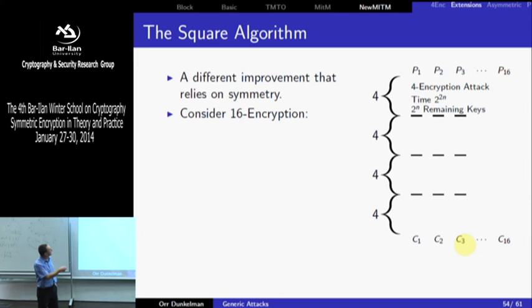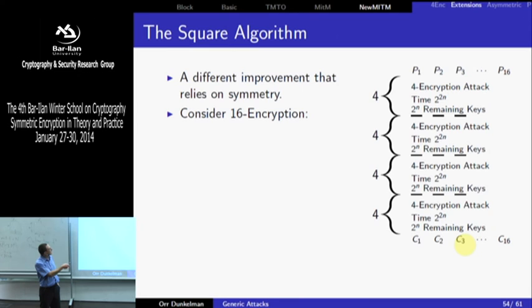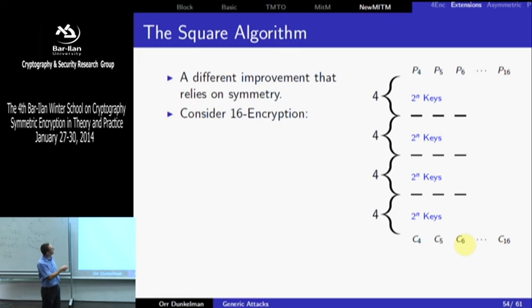It takes 2 to the 2n time, and leaves 2 to the n keys. I can do it in each of these locations. You can see that the total time complexity is going to be 1, 2, 3, 4, 9 plus 2. So this is going to be 2 to the 11n. But at each point I get 2 to the n keys here, 2 to the n keys here, 2 to the n keys here, which looks awfully suspicious. This reminds me of quadruple encryption, right? You have 2 to the n keys here, here, here, here.